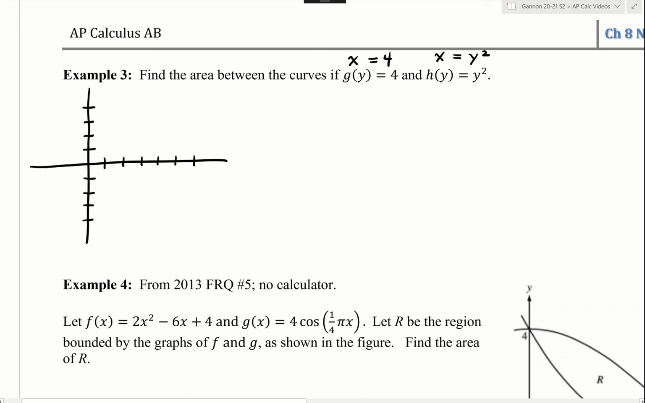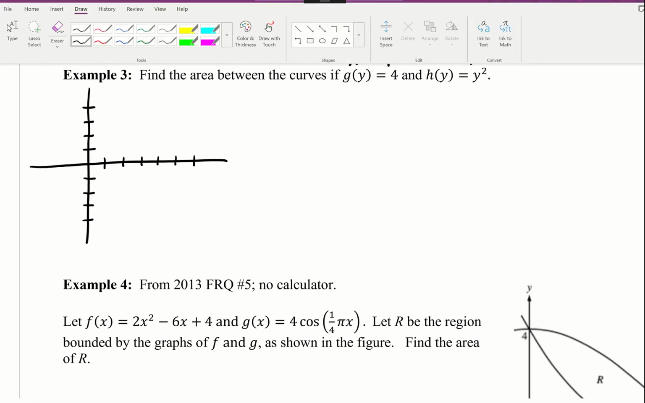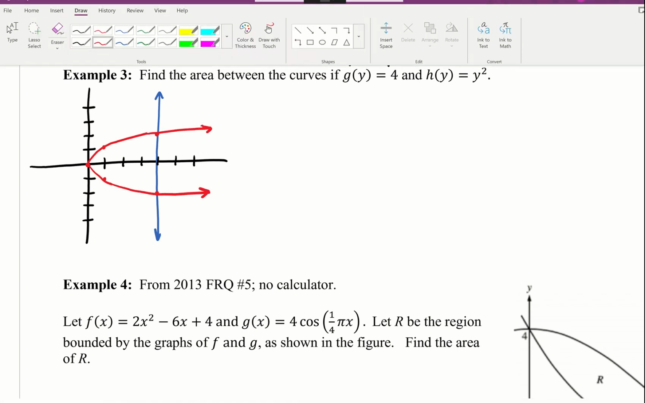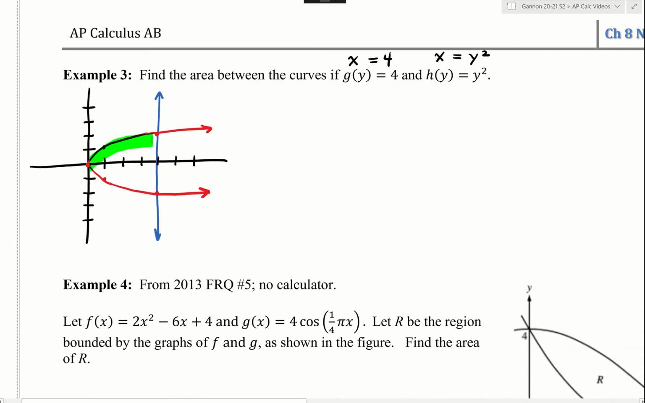All right, so if we're going to graph x equals 4, that's pretty simple. It's just a vertical line 4 units to the right. And if we're going to graph x equals y squared, that's going to be a sideways parabola, 0, 0. You're going to go right 1, up 1, and down 1. Right 4 is going to go up 2 and down 2. And then you'd have to go right 9 before you went up 3 and down 3. So what we are trying to calculate is the area bounded between those functions, which is here.